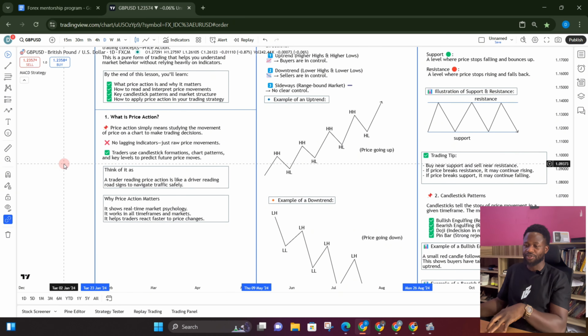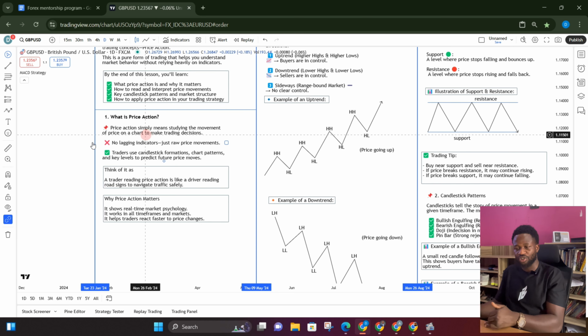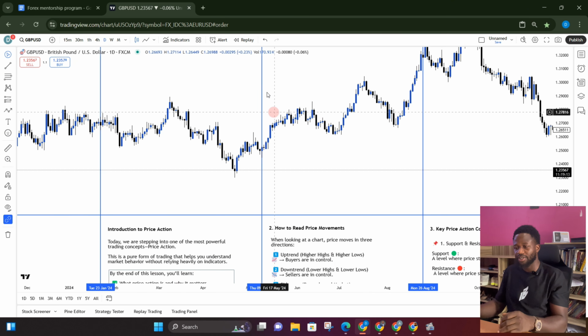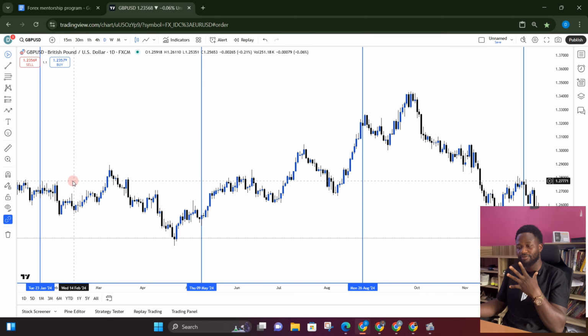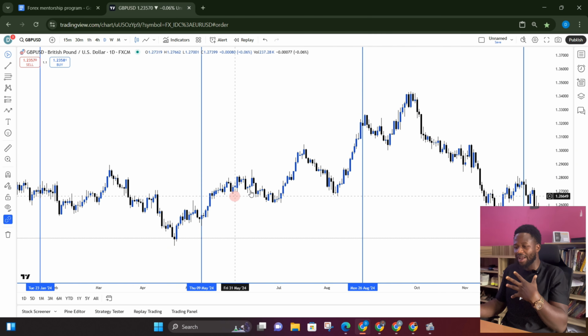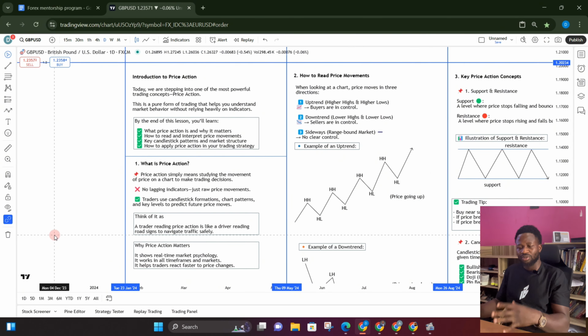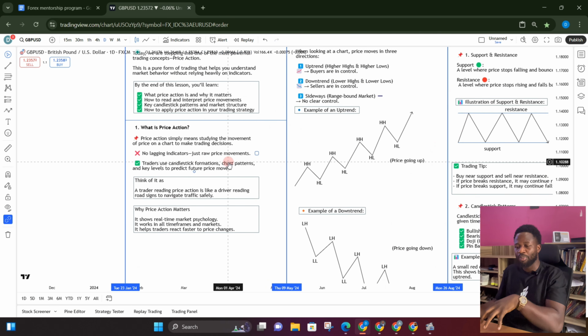So what is price action? Price action simply means studying the movement of price on a chart to make trading decisions. That is everything that it is. Let me remove this indicator from my screen. Please get out. Yes. So looking at what price is doing naked, it's called naked forex, is everything that price action is, to be able to interpret what you are seeing on the screen. And once that is done, you have an edge. Unlike using indicators, we just stay with raw price movement.